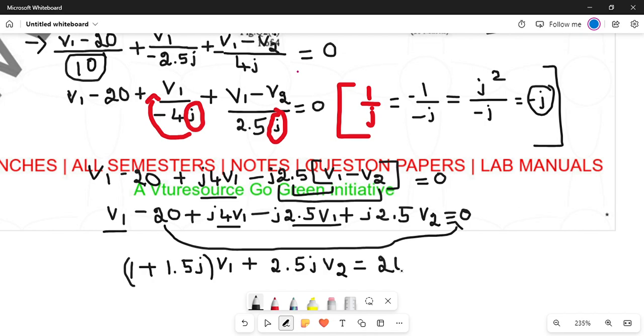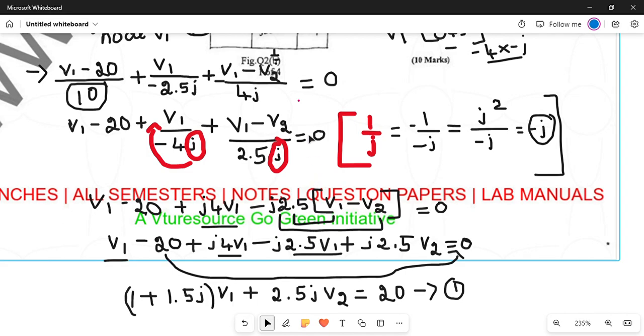I told you we are shifting the 20 over here, so that's why it is equal to plus 20. Okay. So this is equation number 1. And next, let's come to the second one. So now we are coming to the second equation.